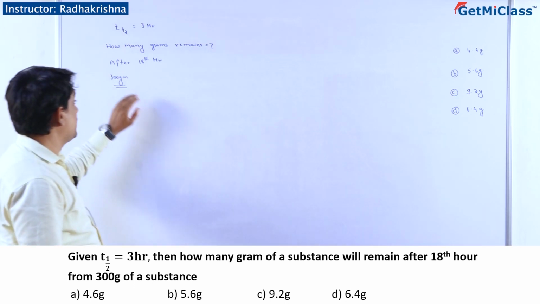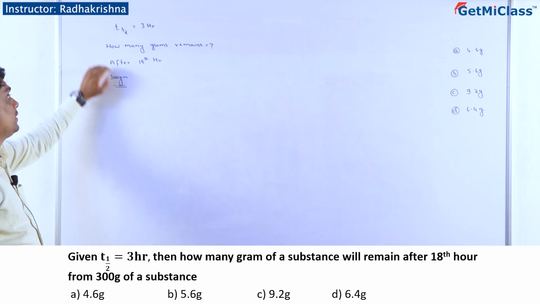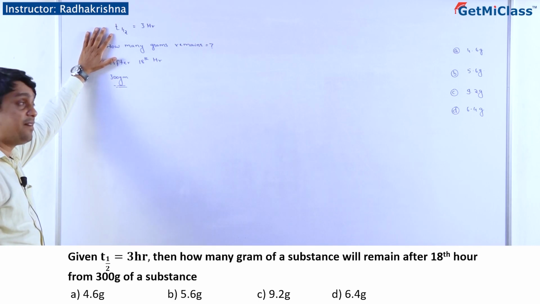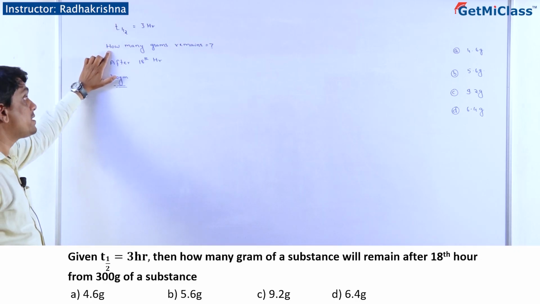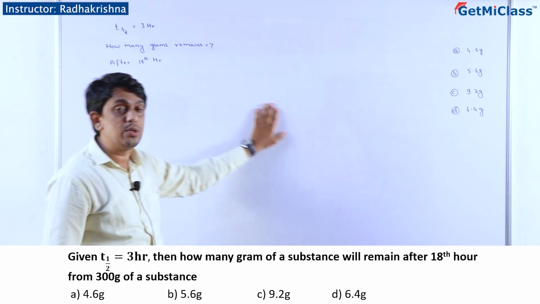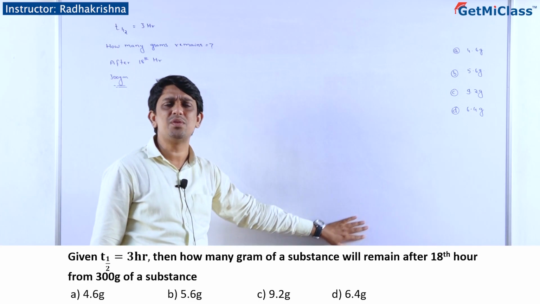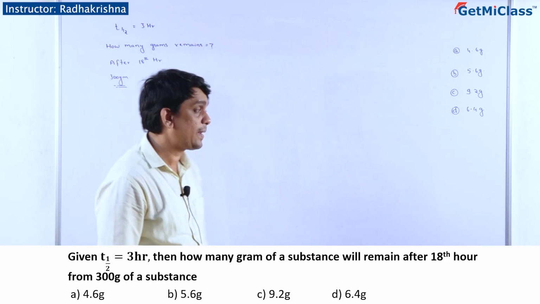See this, initially you are taking 300 gram of radioactive substance, half-life is 3 hours. After 18 hours, how much substance will remain is the question. Now everybody should know that every radioactive disintegration follows first order kinetics.